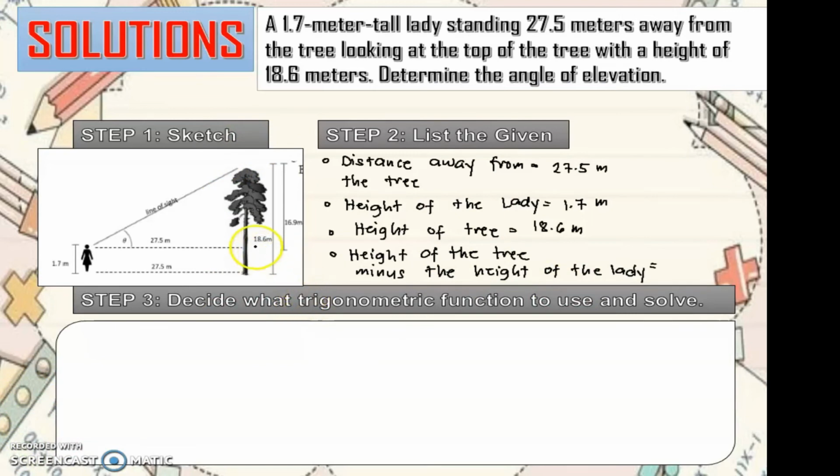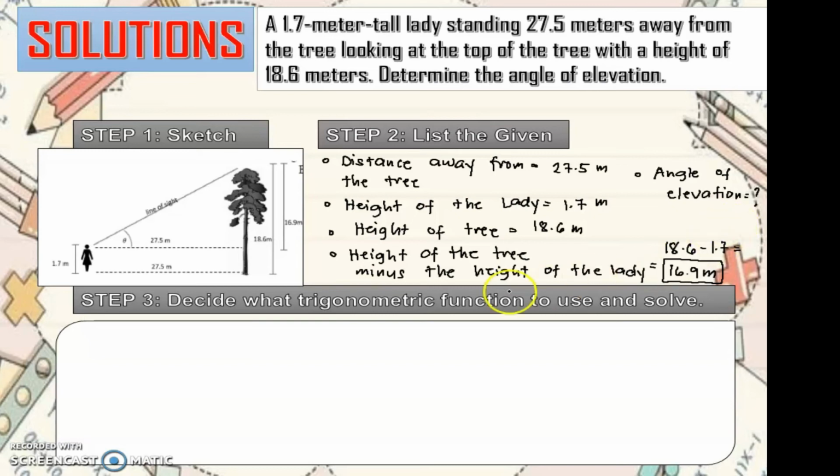So you're just going to subtract 18.6 minus 1.7, and that is 16.9 meters, class. And of course, the problem asked us to look for the angle of depression. Now I mean elevation. Okay, now since we already have all the list here, we need to decide now what trigonometric function or trigonometric ratio we are going to use in solving this problem.